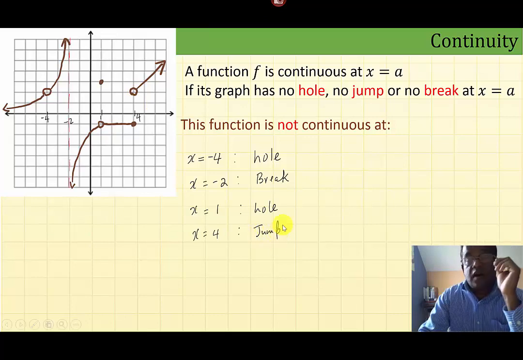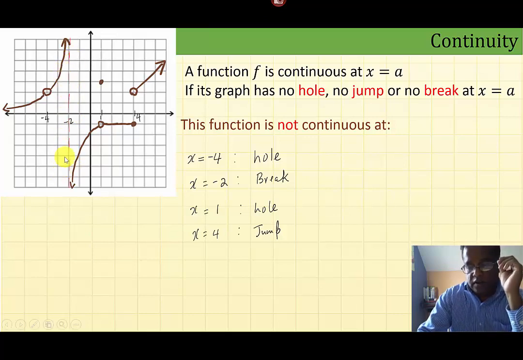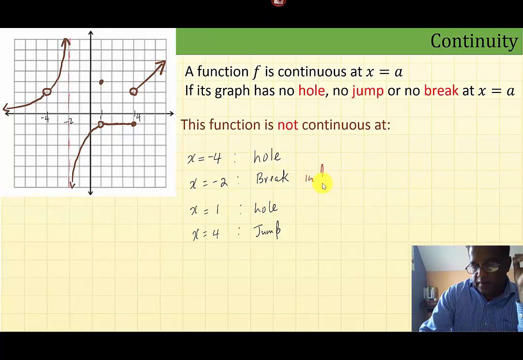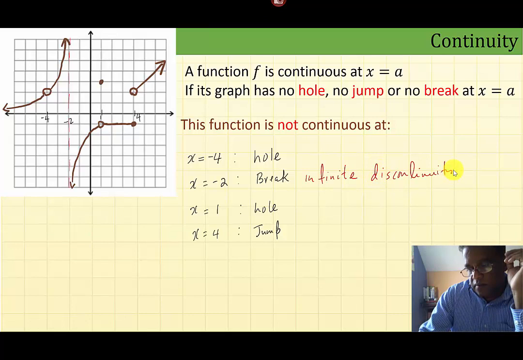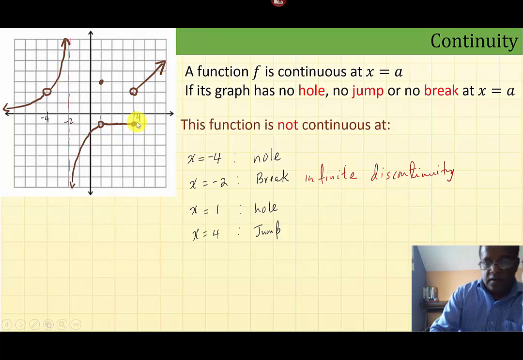So this function is not continuous at 4 places. At -4, there is a hole. At -2, there is a break. We call it infinite discontinuity on this one. And at x equals 1, there is a hole here. And at 4, there is a jump. And this function is continuous everywhere except these four places.